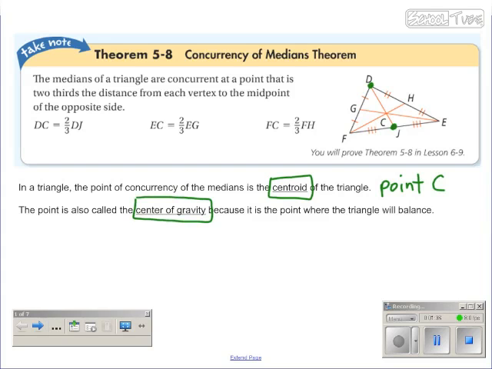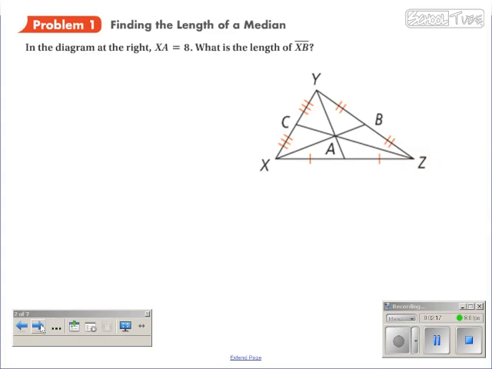The concurrency of medians theorem says that when you have a median, 2/3 of that distance, in this case let's again go back to focus on DJ, 2/3 of that distance is going to be from D to C, and then 1/3 of that distance would be from J to C. So again, it's being divided 2/3 and 1/3, which together would of course give you that one whole for the median's length. Now we can use that theorem here.